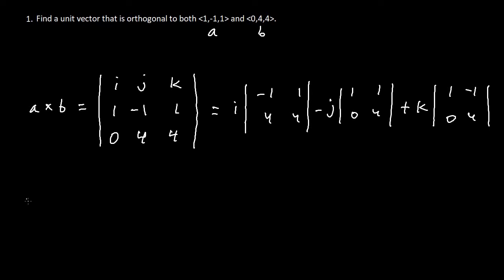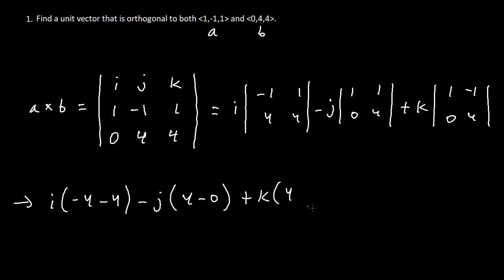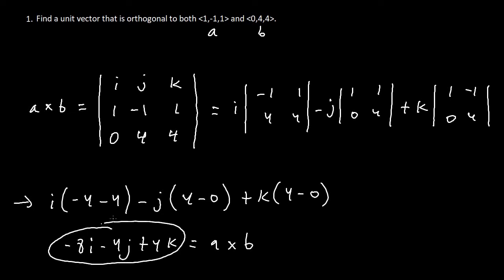So let's go ahead and cross multiply. So we get i times -1 times 4 gives us -4, and then minus 1 times 4, which gives us 4, minus j times 1 times 4 is 4, minus 0 times 1, which is 0, and then plus k times 1 times 4, which is 4, minus 0 times -1. So we end up getting -8i minus 4j, and then plus 4k as the result of the cross product of a times b. So this vector is going to be orthogonal or perpendicular to both vectors a and b.